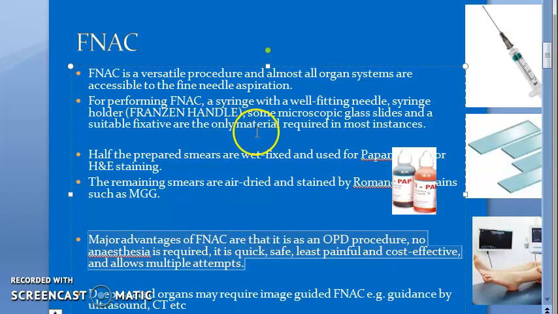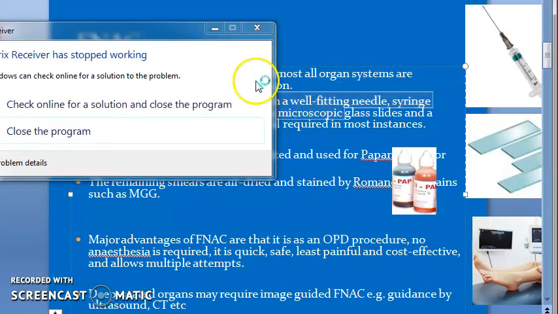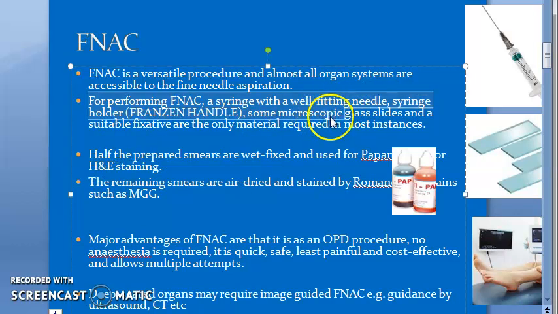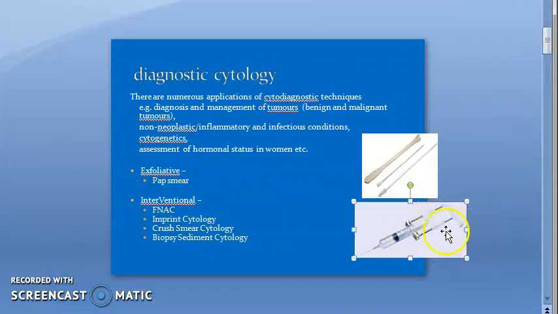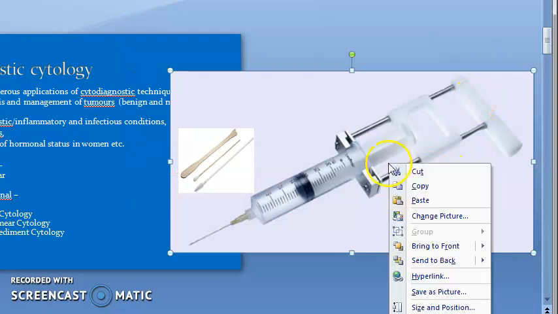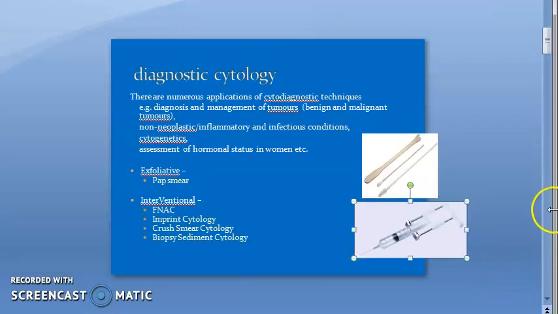Now, let's just go line by line here. Here, for FNAC, they are saying you need a syringe and a well-fitting needle for the syringe holder. You can use a Franzen handle, which is shown in the diagram previously. This is the Franzen handle, to hold the syringe. That is a syringe holder.